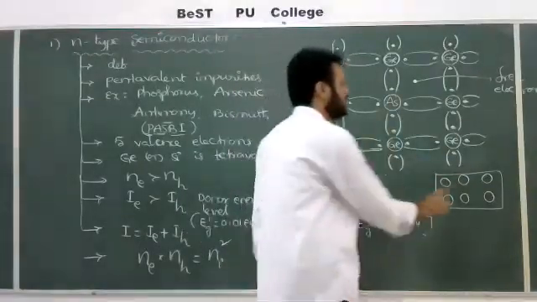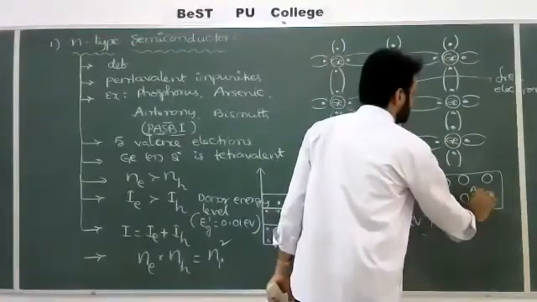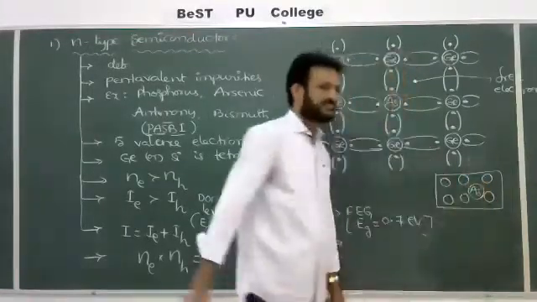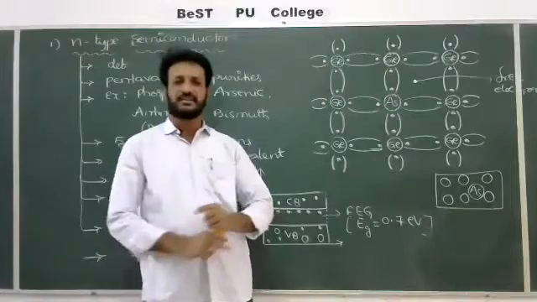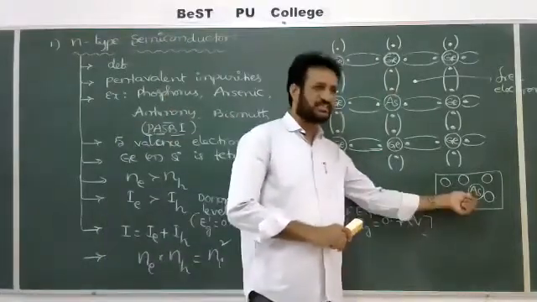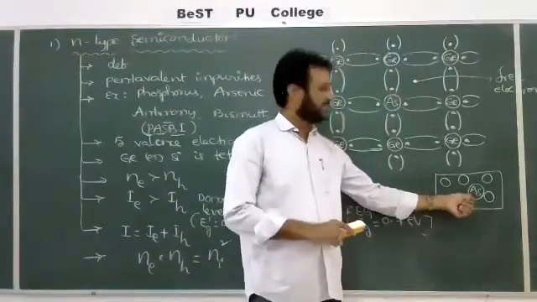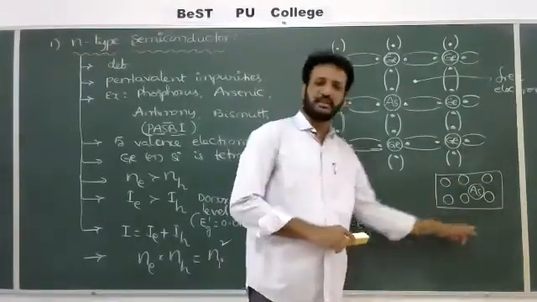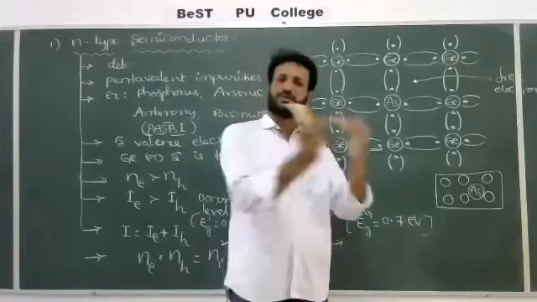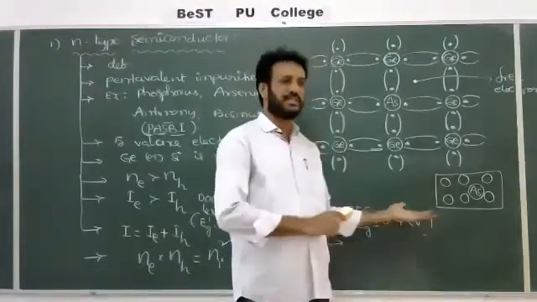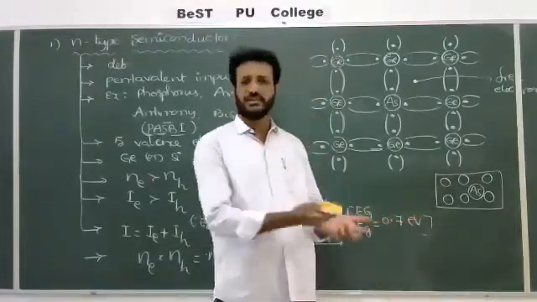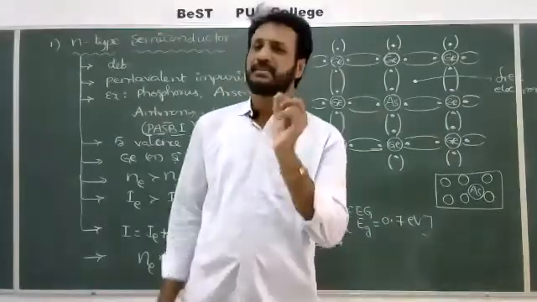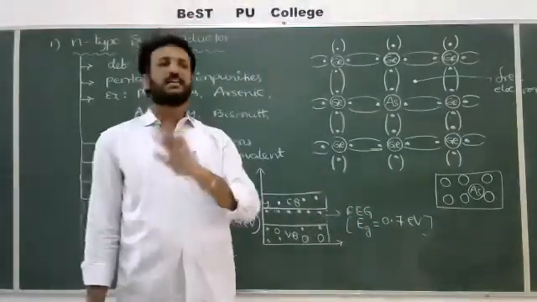Now I am going to add one arsenic atom. Then what will happen? The arsenic atom also has the same number of electrons and protons inside. That's why the arsenic atom is also neutral. Total germanium is neutral. We are also adding one neutral atom. Then finally what happens to the net charge? 0. Also it is neutral only. So N-type semiconductor is electrically neutral.